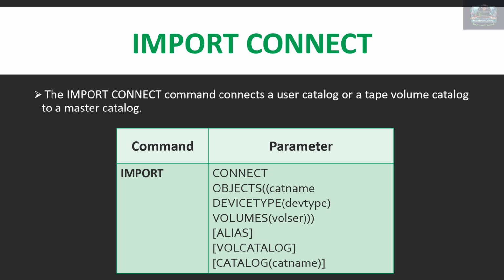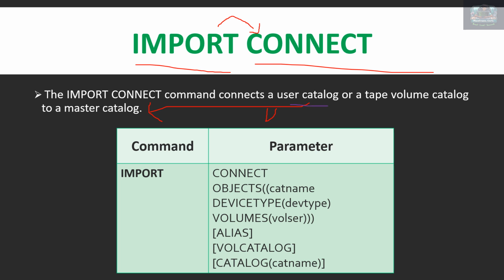Normally import is the IDCAMS job in which import connect is a part of the import parameter. So what does this import connect do? The main work of this is it will connect a user catalog to a master catalog. In the last video I told you about export connect, which will remove the connection between a user catalog and a master catalog, and import connect will add a connection between a user catalog and a master catalog.